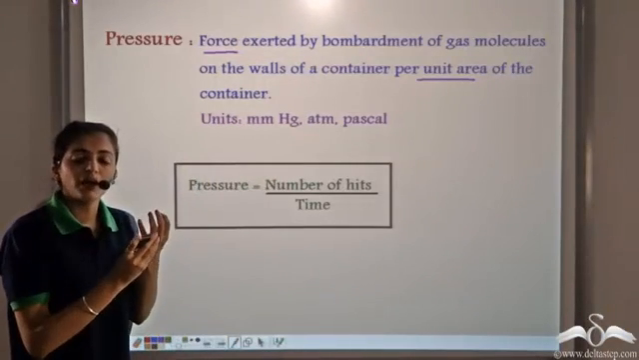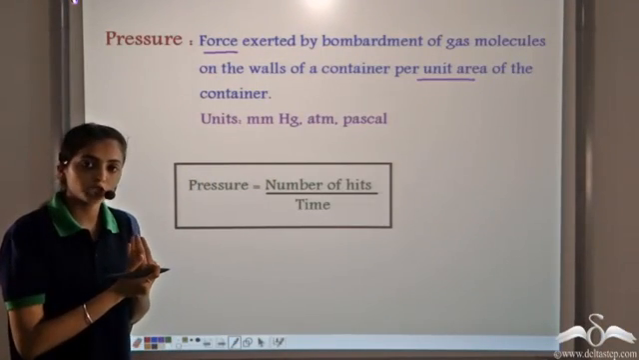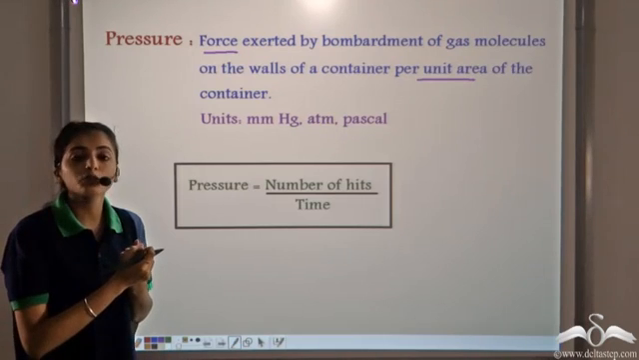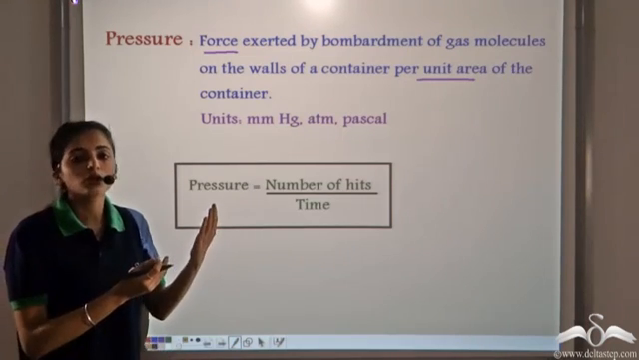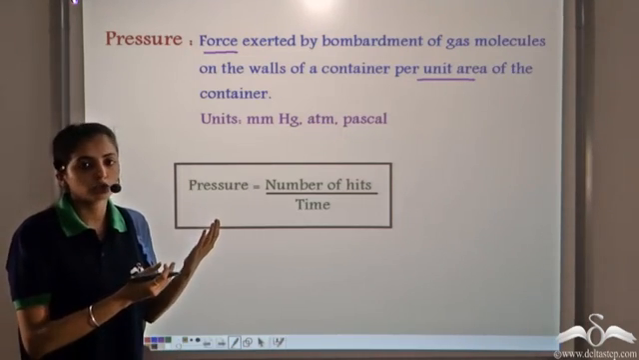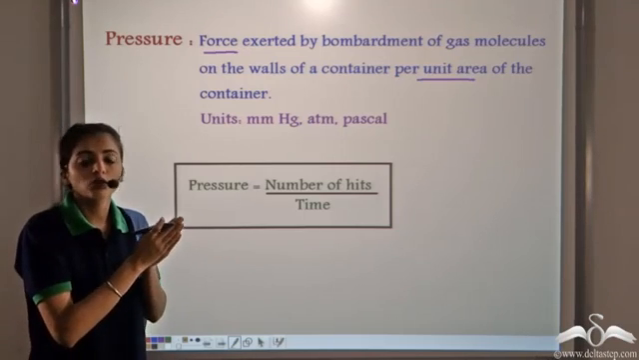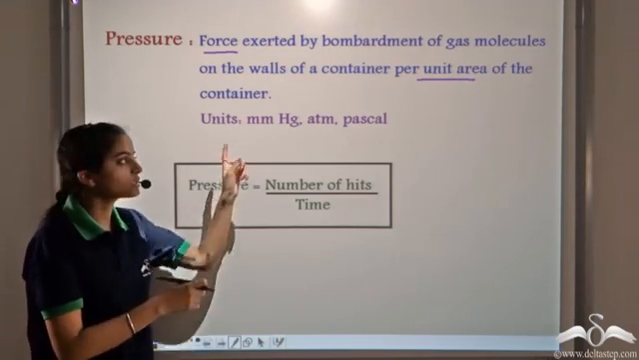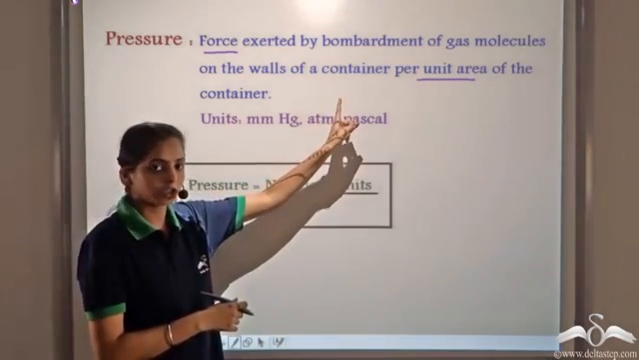As the gas particles are in a state of constant motion, they collide with one another and with the walls of the container. As they collide with the walls, they exert force on the walls. So this force per unit area is known as pressure.